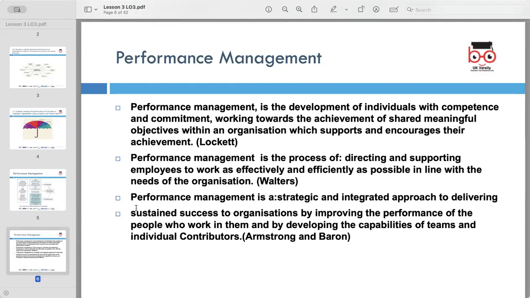Walters describes performance management as the process of directing and supporting employees to work as effectively and efficiently as possible in line with the needs of the organization. Armstrong and Baron characterize performance management as a strategic and integrated approach to delivering sustained success to organizations by improving the performance of the people who work in them and by developing the capabilities of teams and individuals' contributions. Any questions so far, if anyone is there?